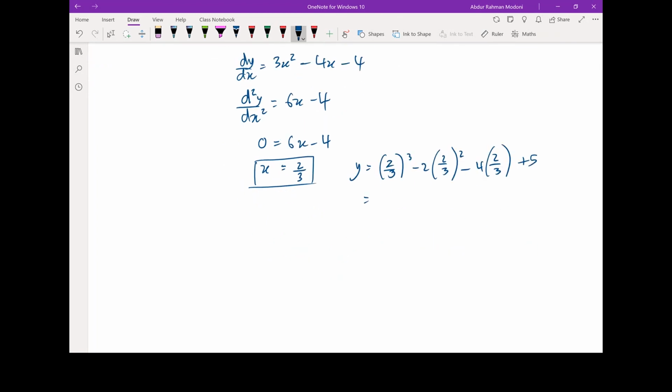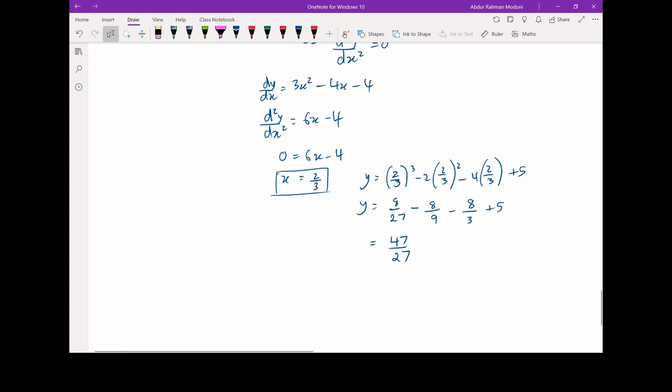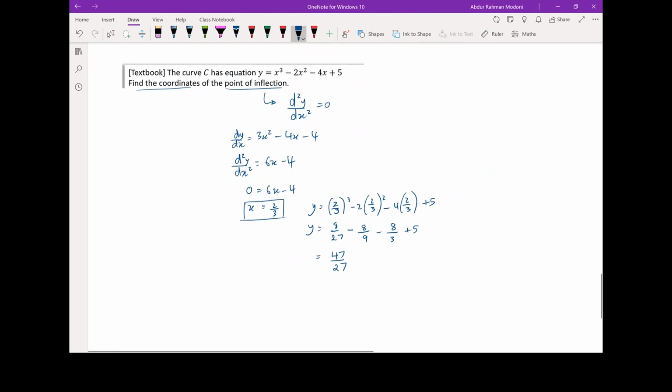2 cubed is 8, so 8/27, minus 4 times 2, which is 8/9, minus 8/3, plus 5. On the calculator, that becomes 47/27. So that's the coordinate of the point of inflection.